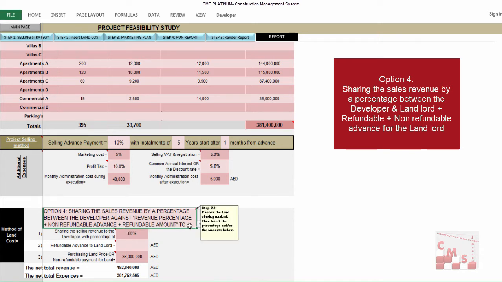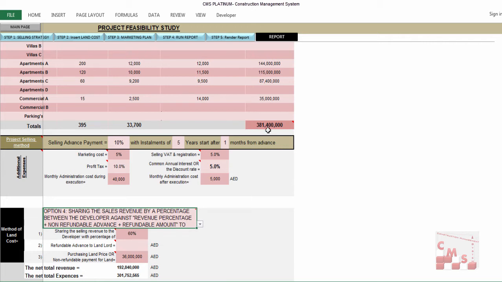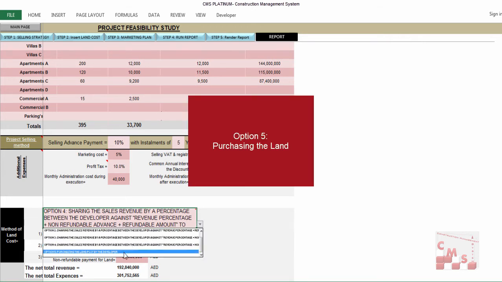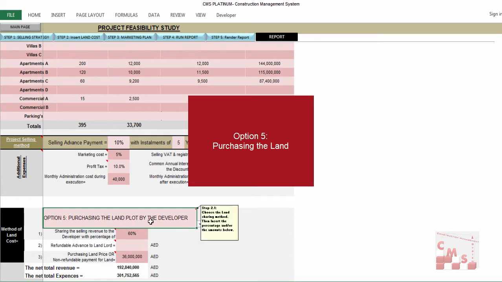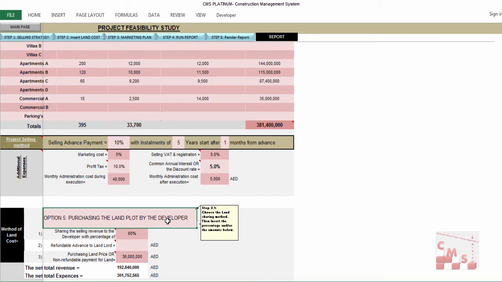In this case, the landlord will ask you for a percentage of the revenue and an advance that will not be refundable, and a refundable amount will be deducted from his revenue after selling the units. The last option is purchasing the land plot by the developer. The developer decides to purchase the land from the landlord without any kind of sharing with him. We'll discuss all these options and tell how to insert them in CMS.